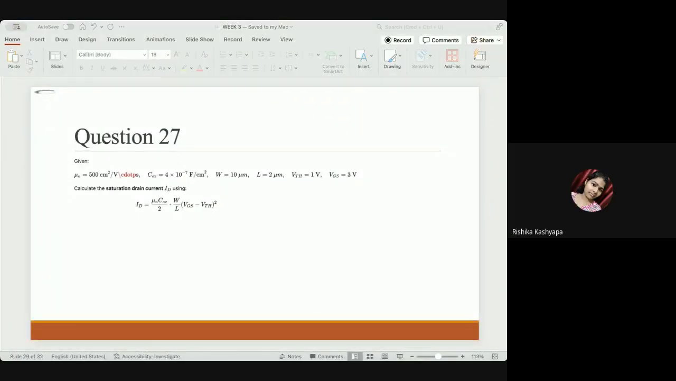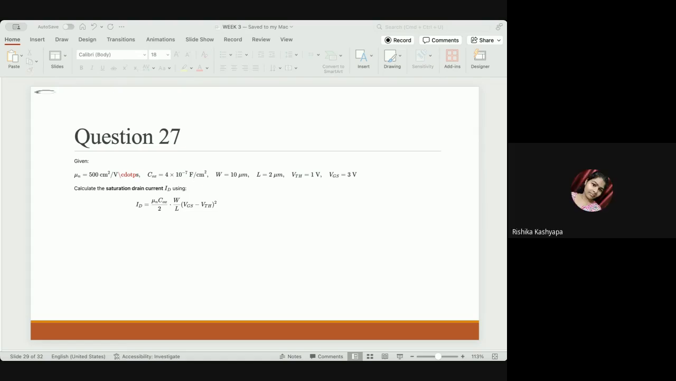Ten to the power minus 3. What is the value of ID? No, it is not 10 to the power minus 3. Is there something before this 10 to the power, or only 10 to the power minus 3 ampere? No, just calculate carefully. I have given all the values. The mu value is given, COX value is also given, W by L is given, VTH and VGS are given.